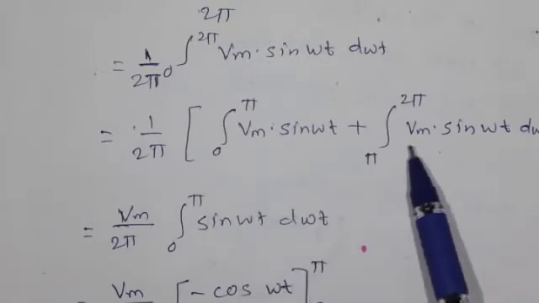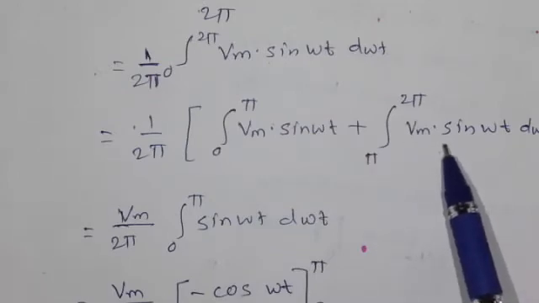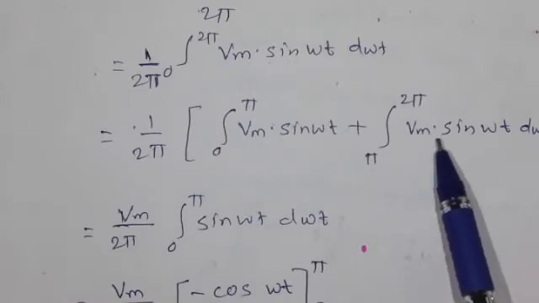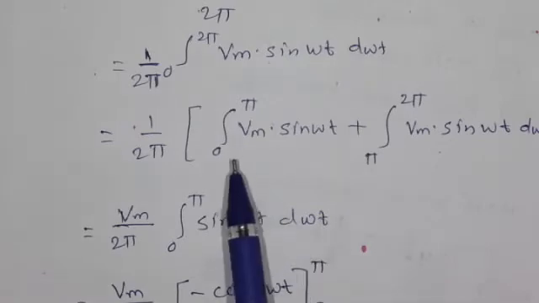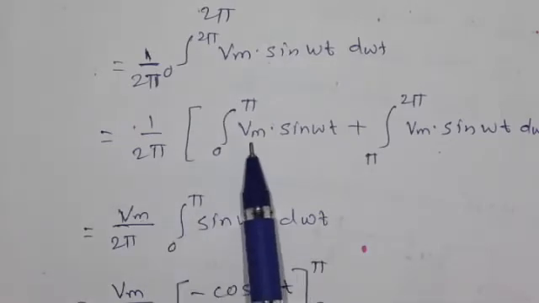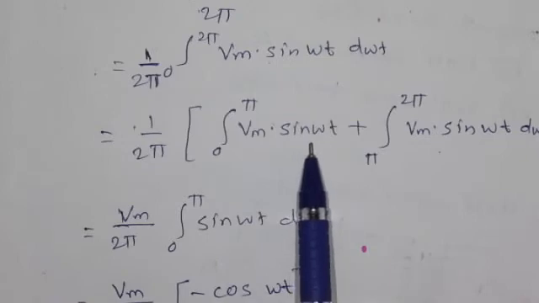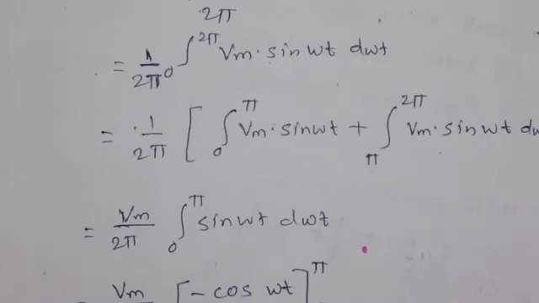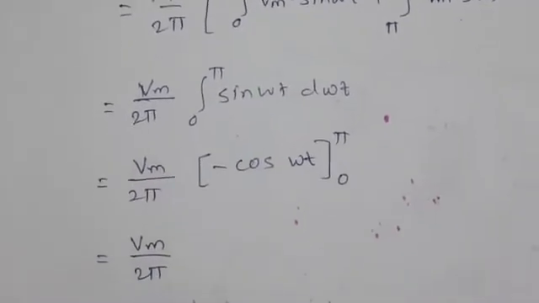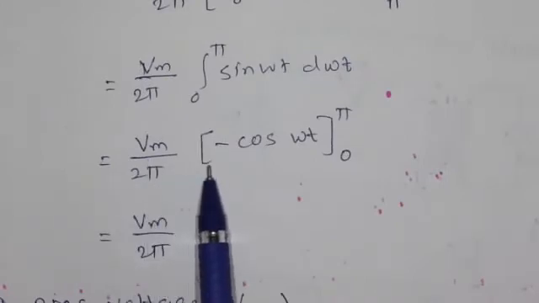Here, for the integration from pi to 2 pi, there is no output, so we represent this quantity as 0. Therefore this term is neglected, and taking Vm outside the integration because it is a constant term, we get Vm upon 2 pi. Now integrating the sine term from 0 to pi, with the upper limit and lower limit, we get the equation Vm upon 2 pi into the bracket.